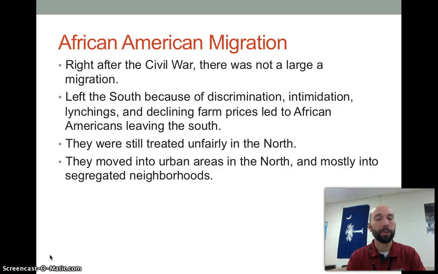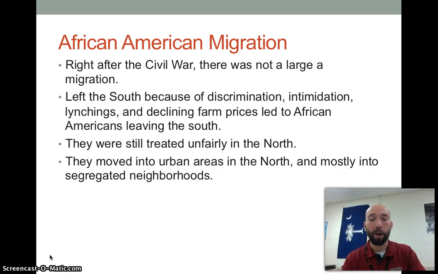Right after the Civil War, there's not a large migration of African Americans. Most African Americans stay on the farm because it's what they knew. Although, as we're going through history, some African Americans are going to leave the South because they're tired of discrimination and intimidation and lynchings. They're tired of farm prices declining and them being stuck in a cycle of poverty. And so African Americans are going to leave the South to try to get a better opportunity.